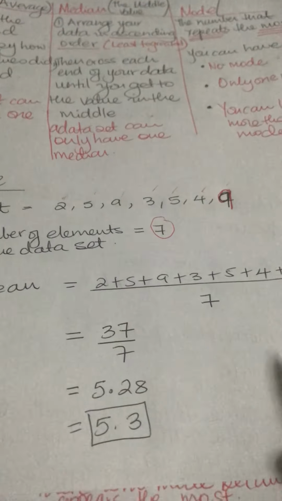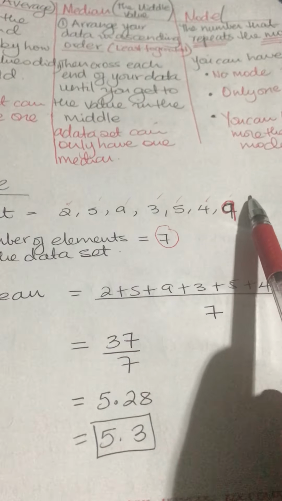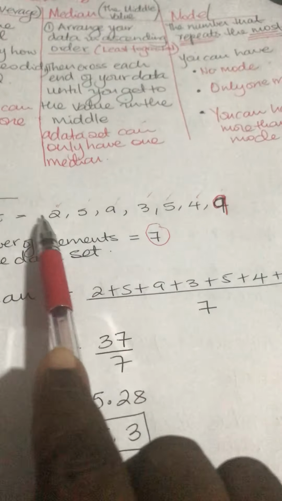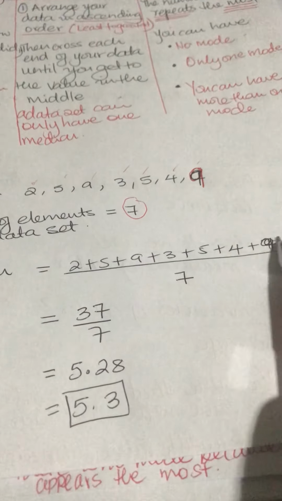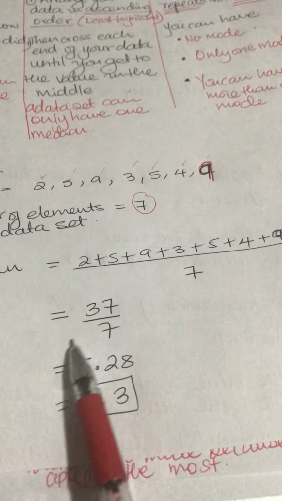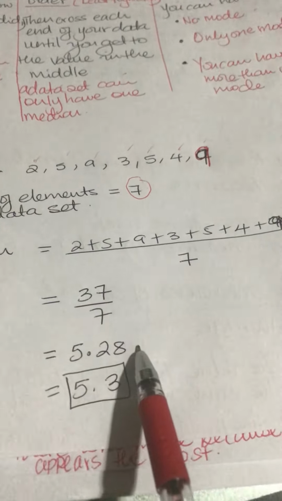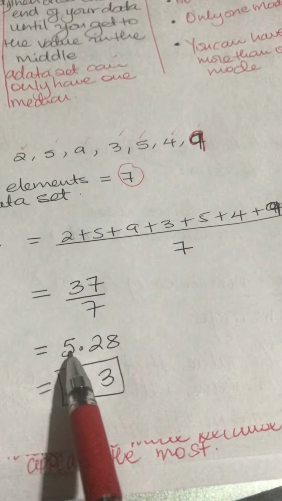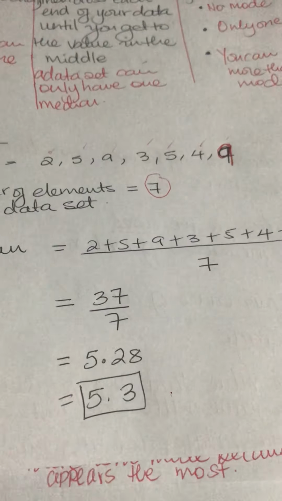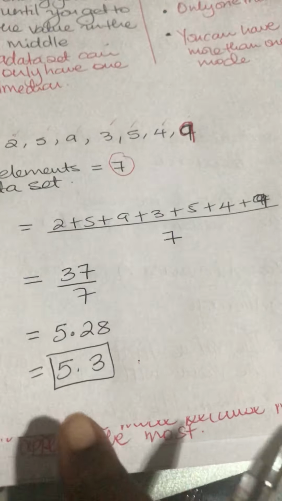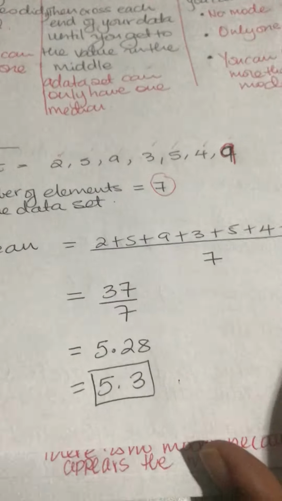Okay. Now, 7 numbers in my data set. I add all of them up. I got 37. I have to divide by how many numbers I added? 7. So, it depends on the question whether they tell you to round it or not. So, I wrote it to the nearest hundredth. And I also wrote it to the nearest tenth. Okay. Depending on the question.